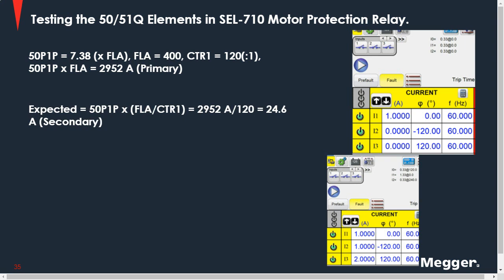And when you divide that 3,000 amps by 120 for the CT ratio, you come up with 24.6 amps, or 2,952 amps divided by 120. We get our 24.6 amps as a secondary value. This is the value that you're going to inject. It should be your expected value to verify that 50P1P pickup.